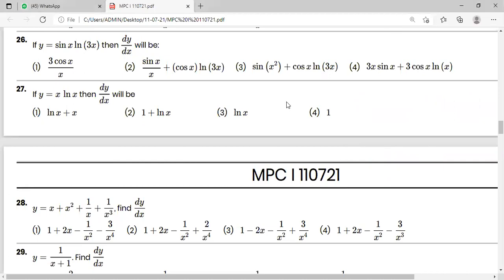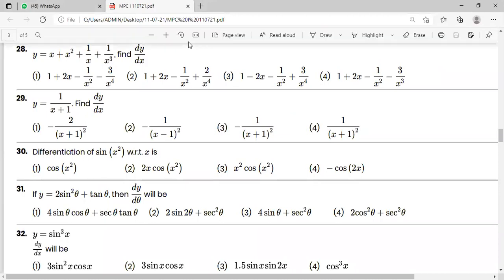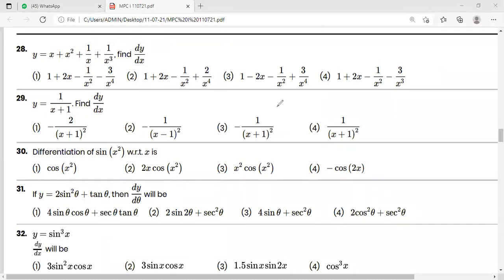Next one. Question number 28. Y is given x plus x square plus 1 by x plus 1 by x cube. Find dy by dx. Derivative of this particular function with respect to x only. What is the derivative for x? I will write the answer for dy by dx only. Derivative for x will be 1. Derivative for x square will be 2x.